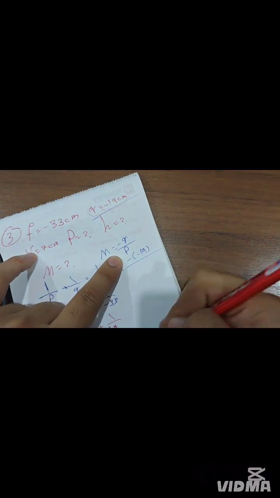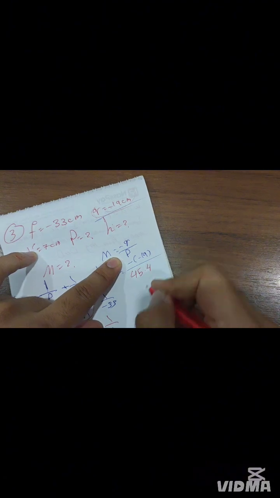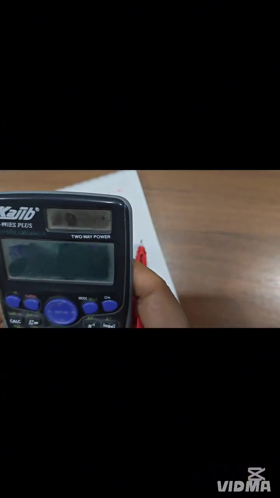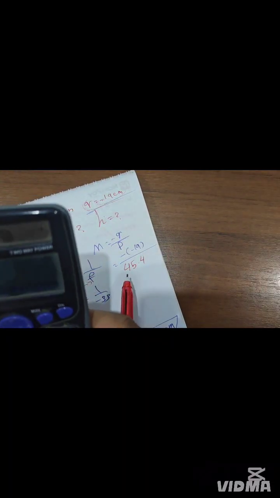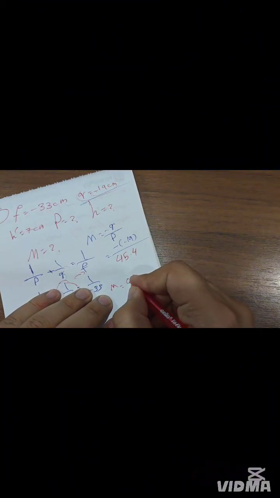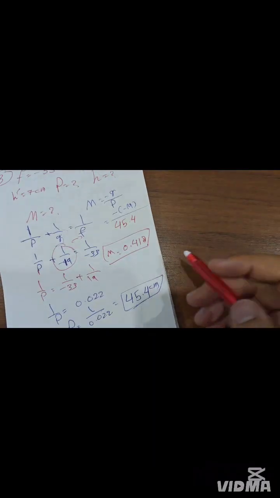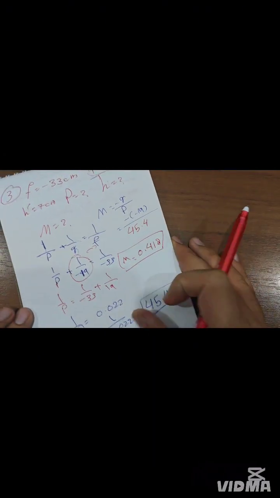The value of P we found in here, which is equal to 45.4. So it will be positive actually. 90 divided by 45 will be 0.0418. This is the magnification, and this is the value of P. Only the height is left.